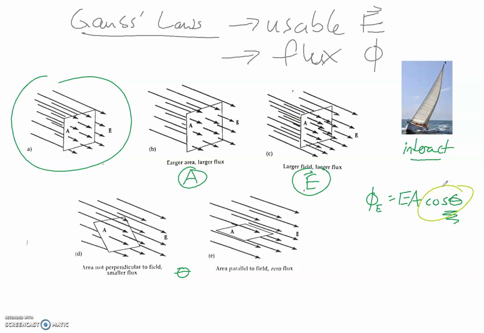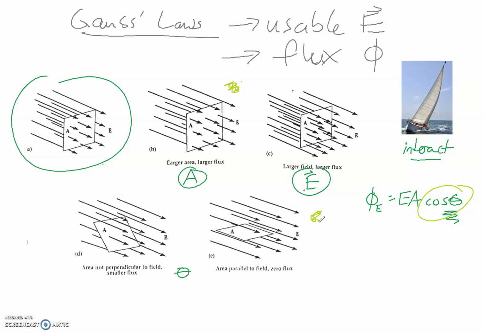So, for example, here, that looks like 90 degrees between the area and the field. But the cos of 90 degrees is 0, which means the flux would be 0. This does not look like a 0 flux. The same way here, the angle between the two things is 0 degrees. The cos of 0 is 1, which maximizes the flux, but this doesn't look like maximum flux. That's because that is not the angle we need to be using, okay?